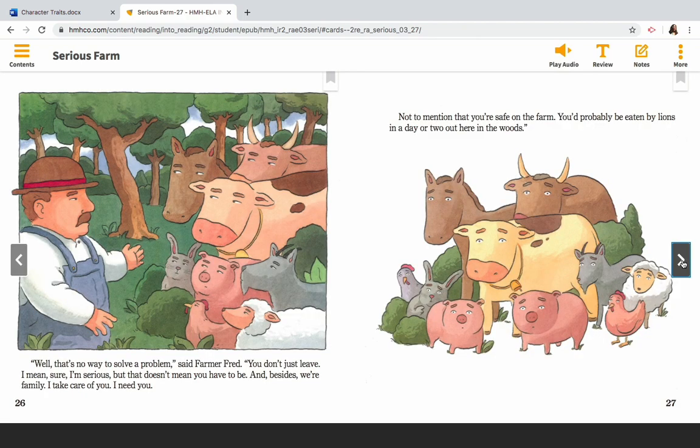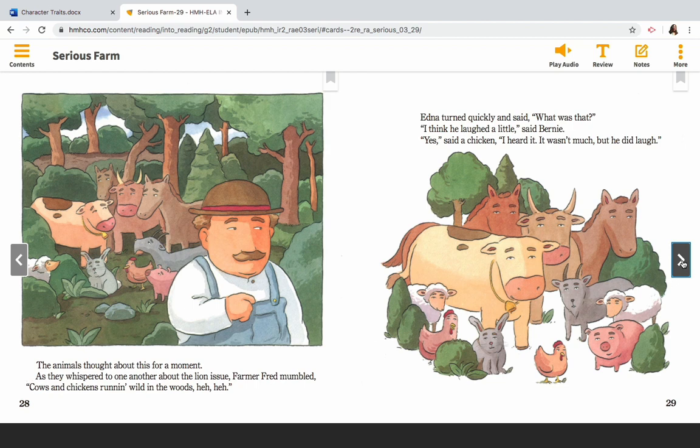"Well, that's no way to solve a problem," said Farmer Fred. "You don't just leave. I mean, sure, I'm serious, but that doesn't mean you have to be. And besides, we're family. I take care of you. I need you. Not to mention that you're safe on the farm. You'd probably be eaten by lions in a day or two out here in the woods."